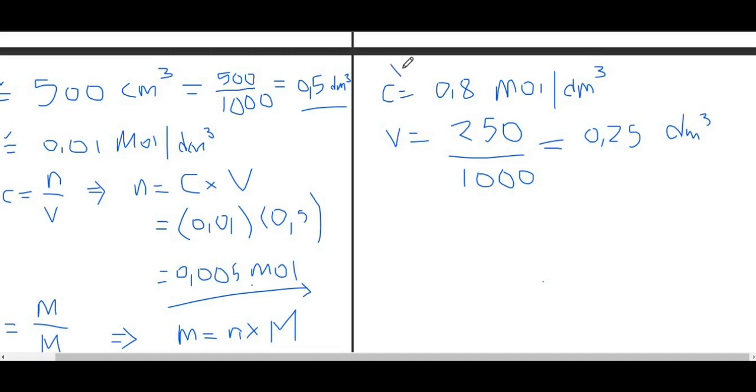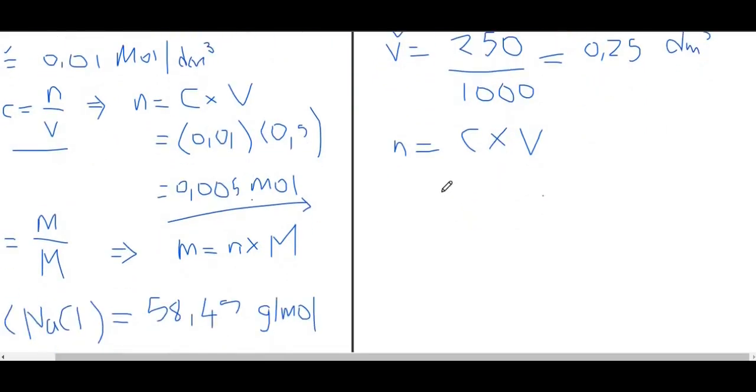If I have this, I can calculate the number of moles by using that equation, and the number of moles after rearranging this equation here is just going to be n equals CV. C multiplied by V. So what is my C? My C is 0.8. So 0.8 multiplied by 0.25.